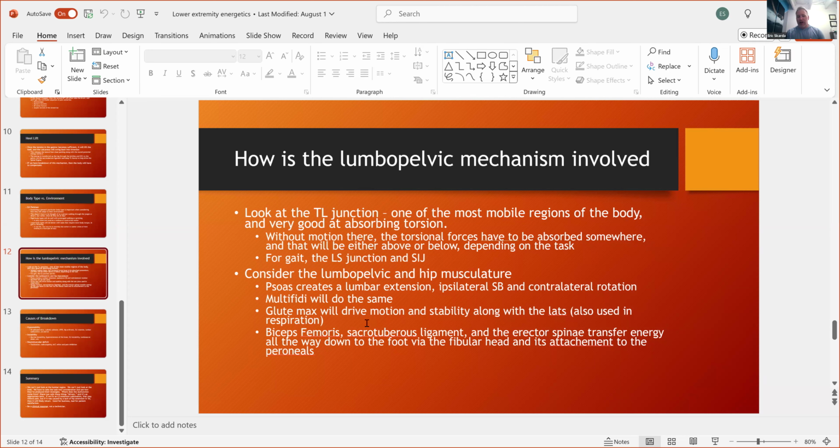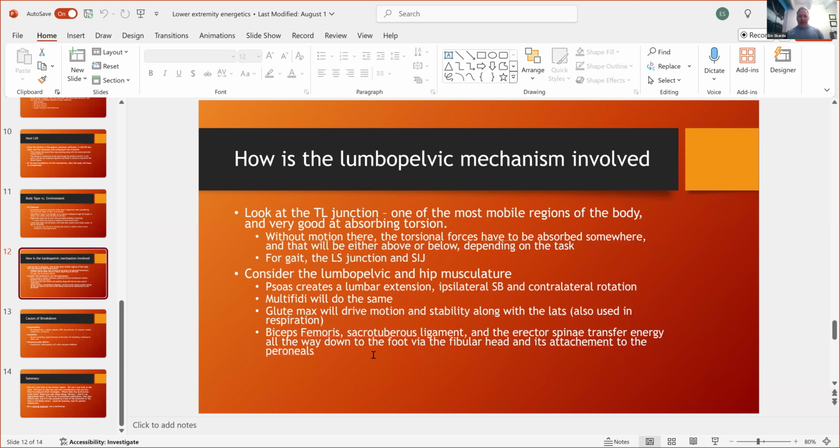And if we have inhibition of either the glute max because of hip issues or because of lumbopelvic issues, or of the lats because of potentially TL junction issues where it attaches through there, or maybe even shoulder issues as it goes all the way up and attaches to the medial edge of the bicipital groove, any of those things can affect stability through the SI joint. Okay, so something else that we need to consider.